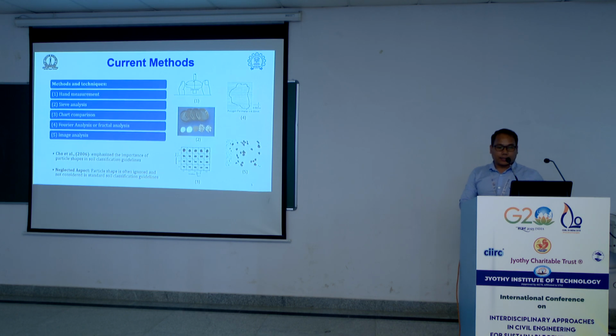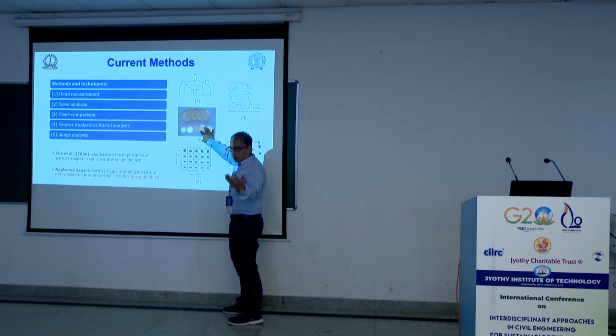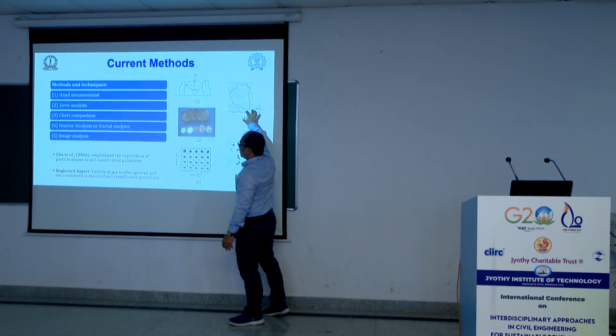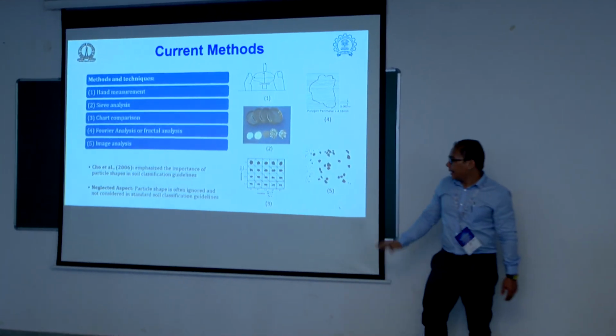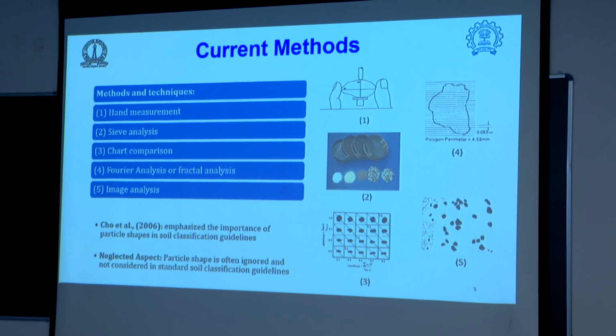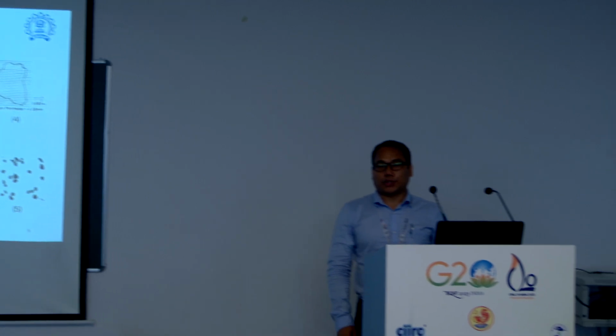Now, over a few decades, different methods and techniques have been developed and modified by several authors to investigate the morphology of soil particles, including hand measurement, sieve analysis, which we all know from BTech studies, chart comparisons, Fourier spectral analysis, and digital image analysis, which we have now. Chu et al. in 2006 specifically emphasized the importance of including particle shape in soil classification guidelines. However, this area of research has received less attention. Despite its importance being accepted for quite some time, it has remained ignored and not accounted for in standard soil classification guidelines.